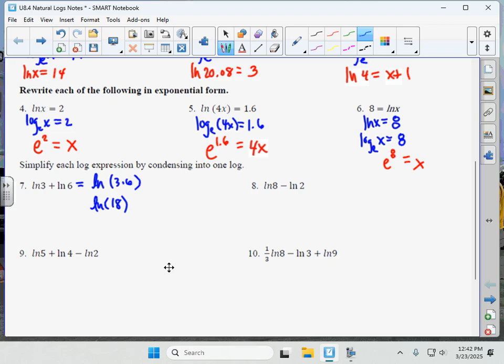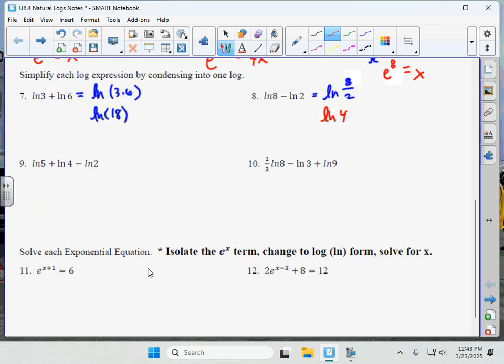Number 8, ln 8 minus ln 2. Okay, subtraction to fraction. So ln 8 over 2. We could simplify this fraction down. 8 over 2 is 4. All right, number 9, working left to right, we can condense these two first. So that's ln 5 times 4 minus ln 2. Then that's ln 20 minus ln 2. Subtraction to fraction, ln 20 over 2. And then we can simplify the fraction, ln 10.